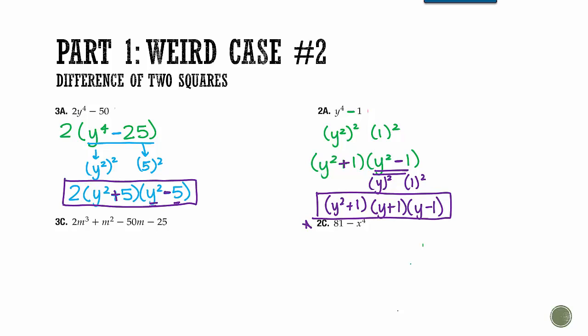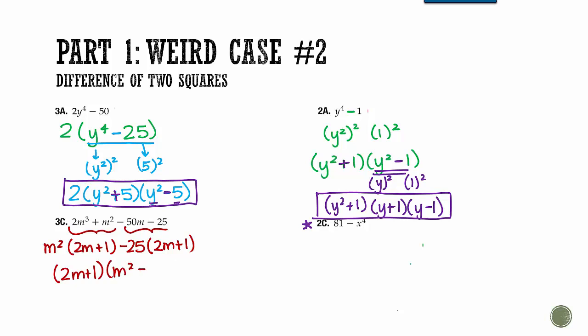I want you guys to do 2c, but I'm going to do 3c. So remember, first thing you always need to look for is greatest common factor. And in this case, we don't have one. So then it has 4 terms. And remember, with 4 terms, we got to factor by grouping. So we have an m squared that we can factor out. And this guy, I got to take out a negative 25. And then I end up with 2m plus 1 times m squared minus 25.